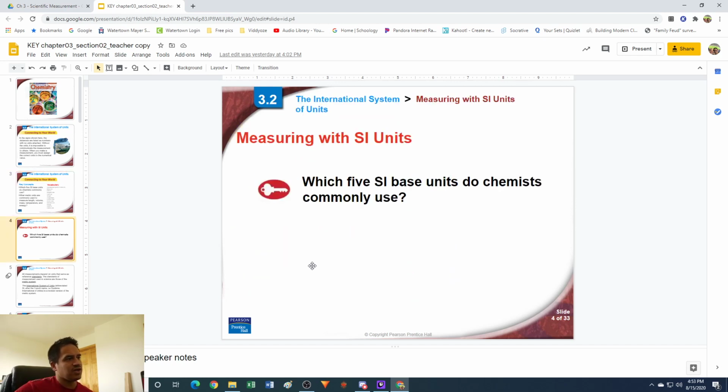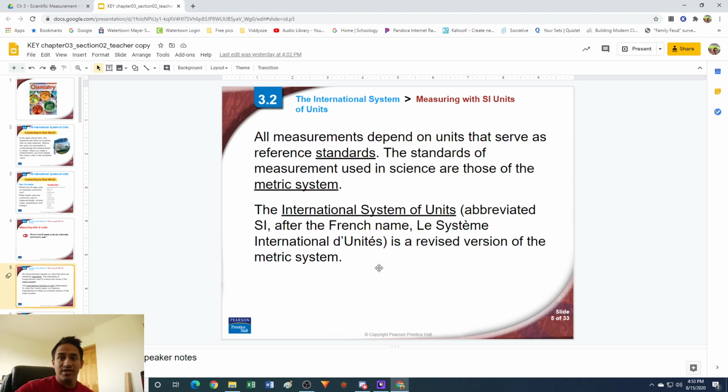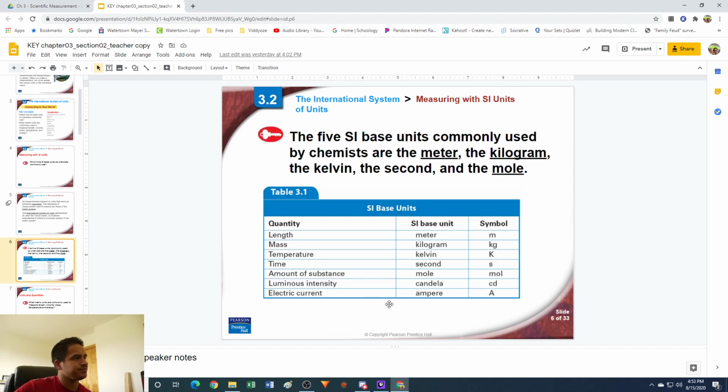Alright, so first off, there are 5 SI base units. First question you might be asking is, what does SI stand for? All the measurements that we make are dependent upon different standards, and the standards that we use in chemistry and science in general are based on the metric system. So the International System of Units, or abbreviated the SI system, is a revised version of the metric system. The 5 SI base units that we commonly use are the meter, the kilogram, the Kelvin, the second, and the mole.